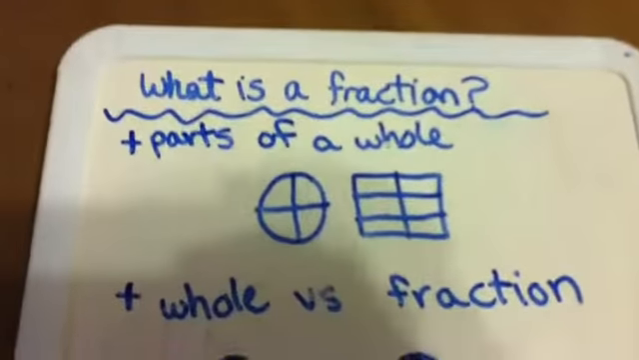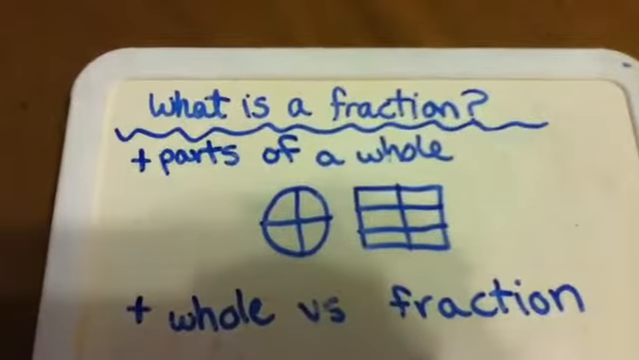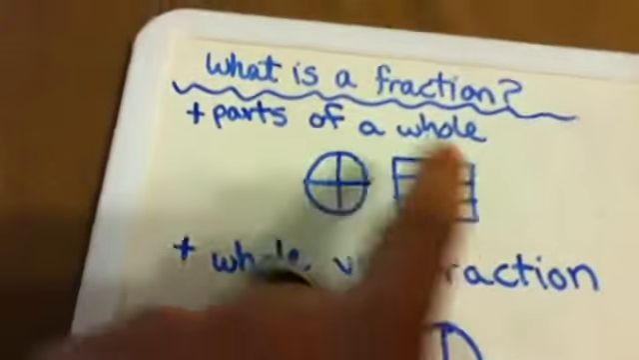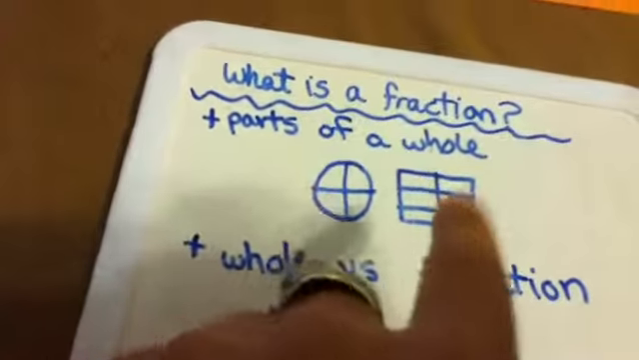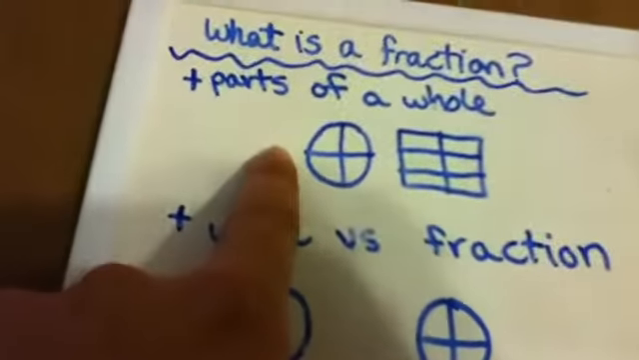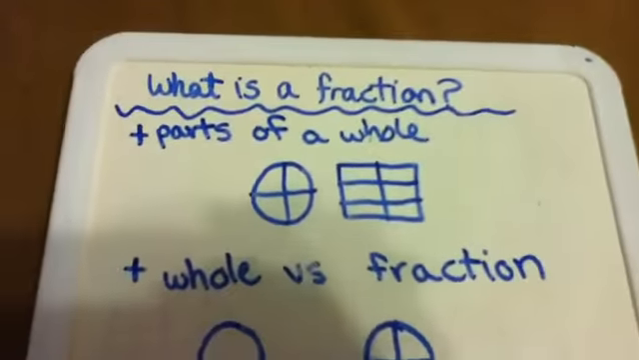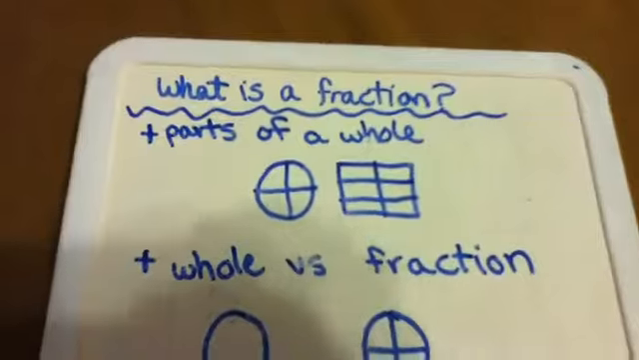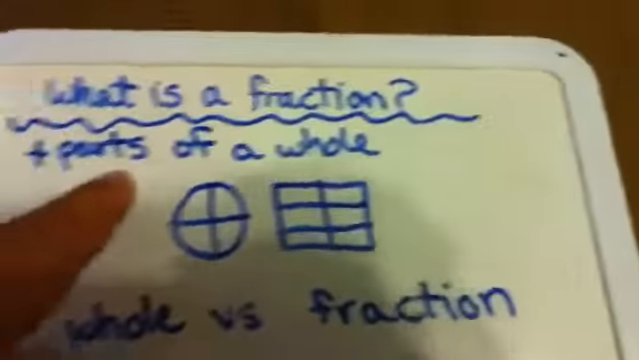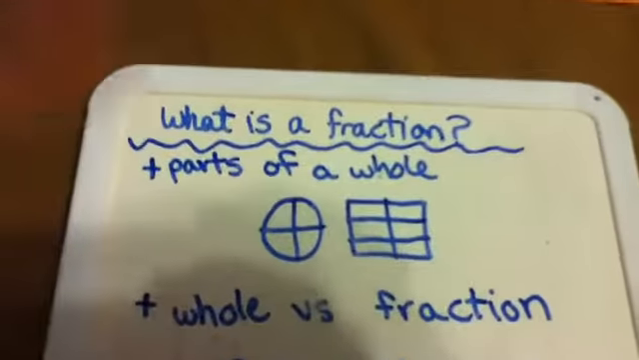Well, a fraction is something that is cut up into parts of a whole, okay? So here we have two pictures that aren't just a whole, but they're parts of a whole, okay? So here you see that we have 4 parts, and here we have 6 parts. So it doesn't matter how many parts you have, but it does matter that they're cut into parts, and it does matter that they're equal parts, okay?